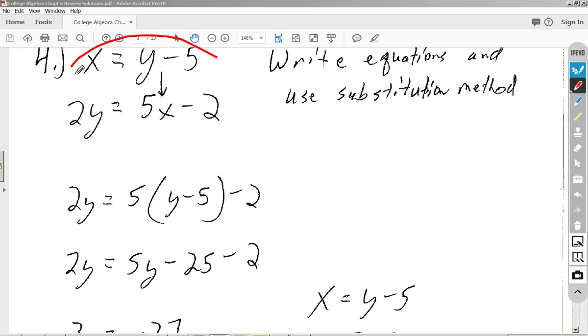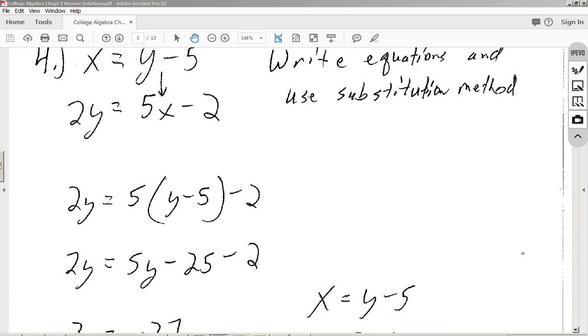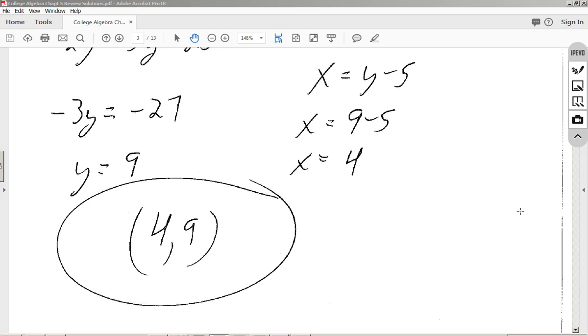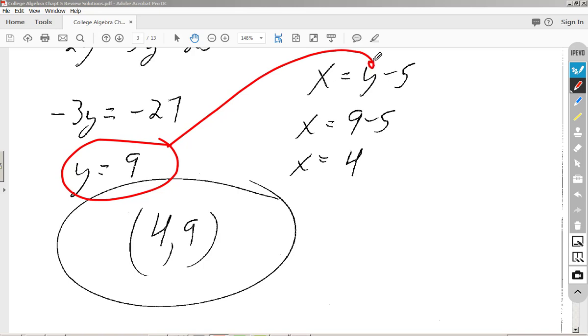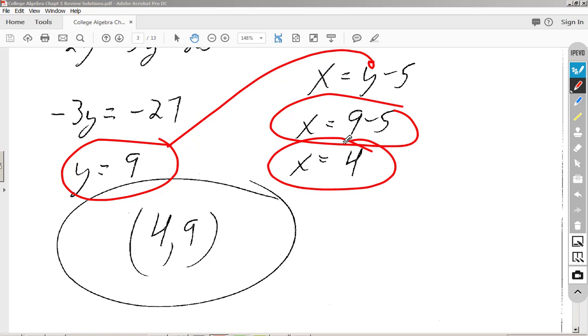So I've got this first equation, x equals y minus 5. I'm going to go ahead and substitute in that y value to find my x value. Here's my y value at 9. Substituting that into my equation, I got x equals 9 minus 5, so x is going to equal 4. Therefore, my solution set on number 4 comes out to be x equals 4 and y equals 9.